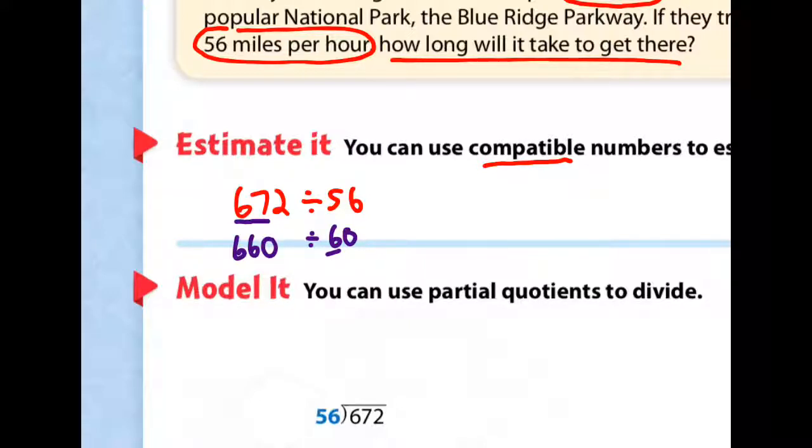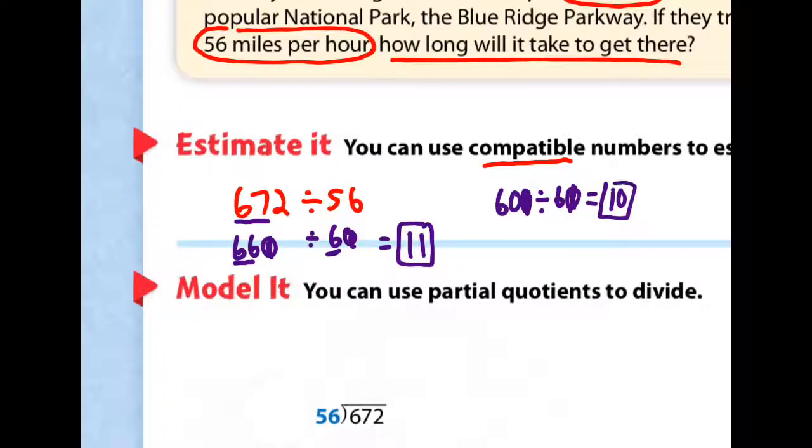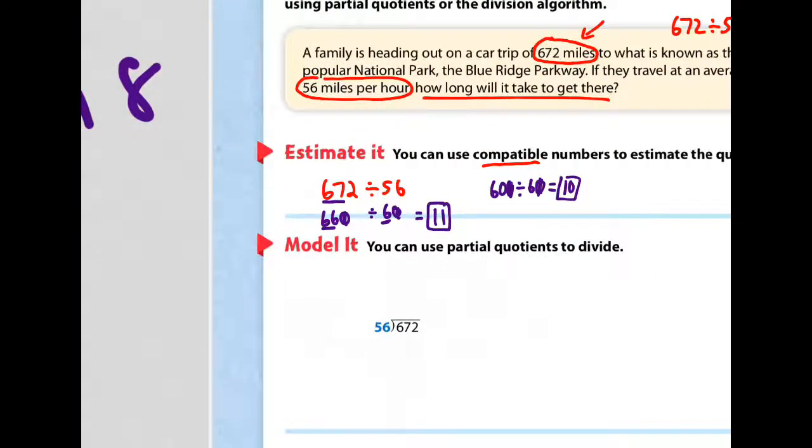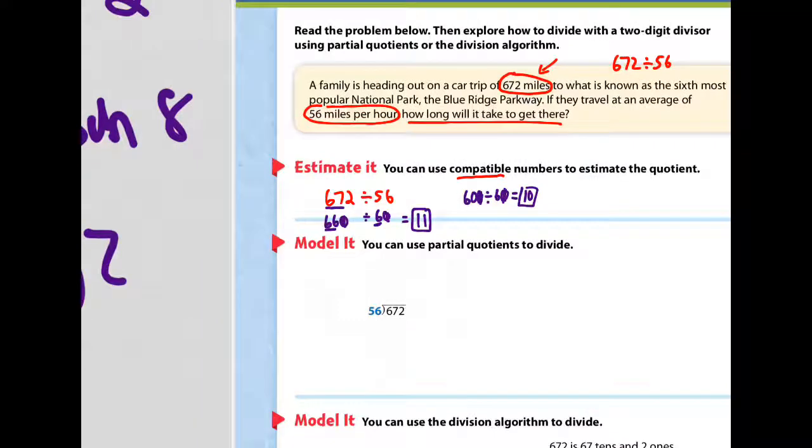Now here's why this is kind of an easy way. 66 divided by 6 is 11, and these zeros don't do anything in division. They just cancel and go away. So that would be a good estimate. Now some people might say, you know what, I'm just going to make it 600 divided by 60. And if you do 600 divided by 60, that 0 cancels, that 0 cancels. 60 divided by 6 is 10. So either way, 11 is a closer estimate, but 10 isn't that bad either. Notice they're both kind of close. So we know it's going to take them about 10 or 11 hours to get there based on our estimates.